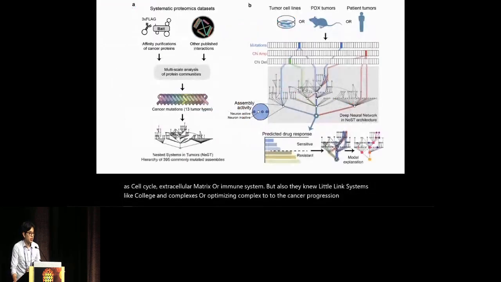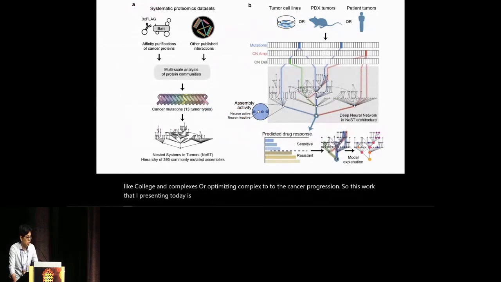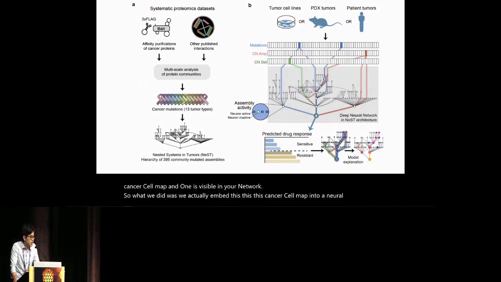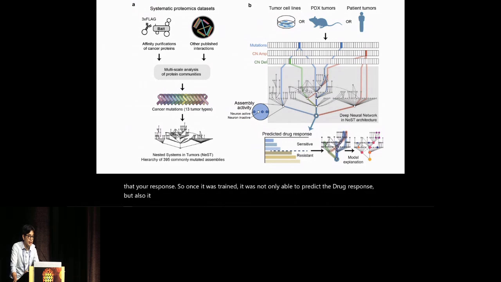The work that I'm presenting today is a synthesis of these two advances, or two approaches. One is the cancer cell map and one is the visible neural network. What we did was embed this cancer cell map into a neural network and translate the genotypes of cancer tumor samples into phenotypes to understand the drug response. Once it was trained, it was not only able to predict the drug response, but also provided mechanistic insights by decoding the genetic trace from genes to disrupted pathways to large protein complexes.